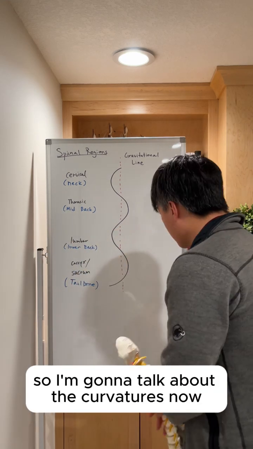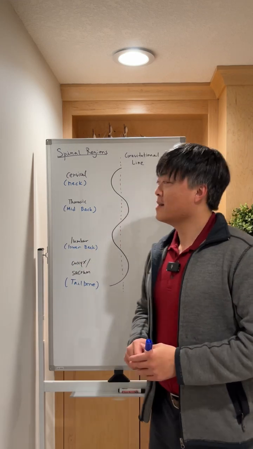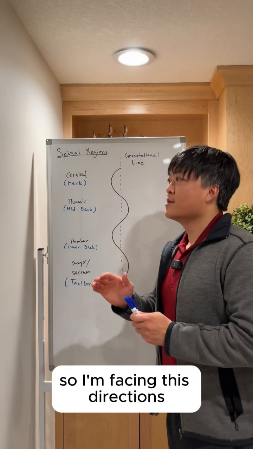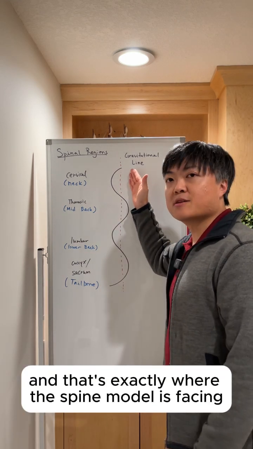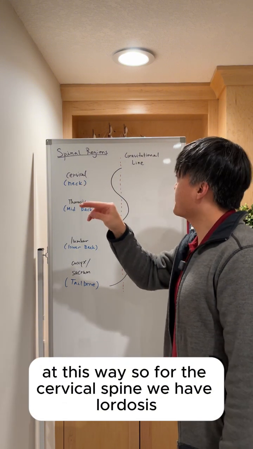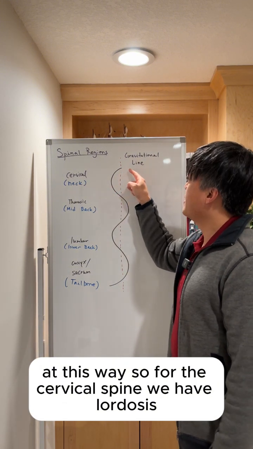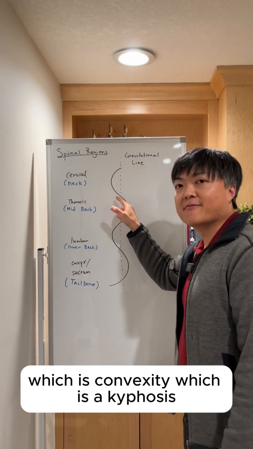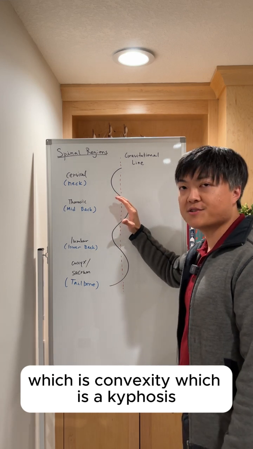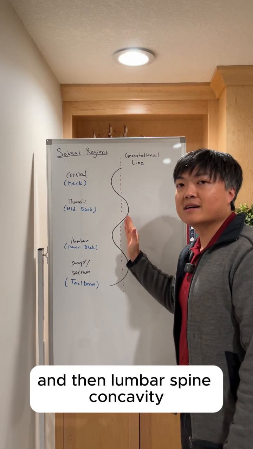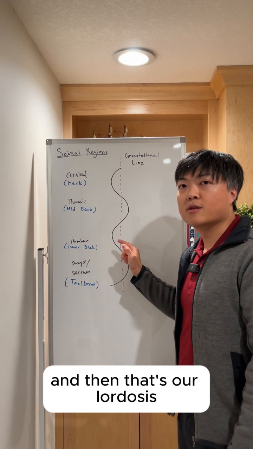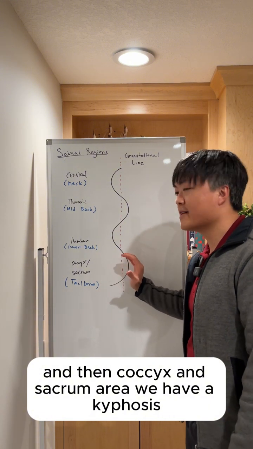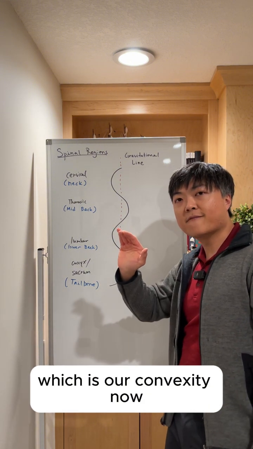So I'm going to talk about the curvatures now. For the spinal curvatures, let's look at the whiteboard here. First, let's situate ourselves. I'm facing this direction, and that's exactly where the spine model is facing. For the cervical spine, we have lordosis, which is our concavity. The thoracic spine is a convexity, which is a kyphosis. And then the lumbar spine is a concavity, and that's our lordosis. And then in the coccyx and sacrum area, we have a kyphosis, which is our convexity.